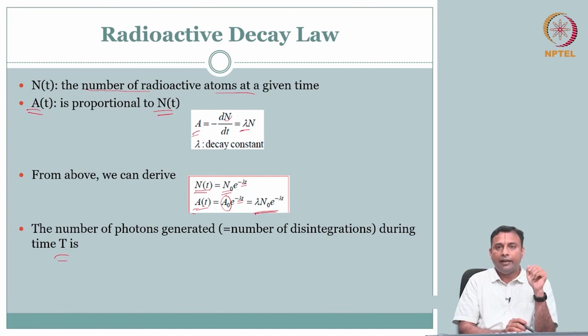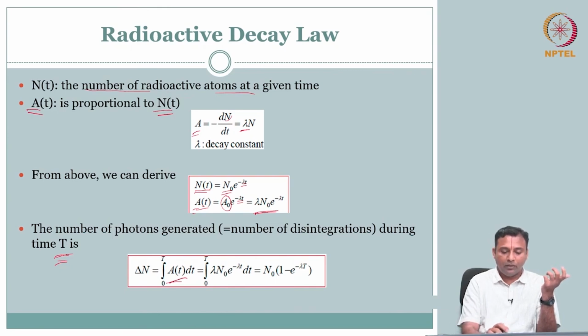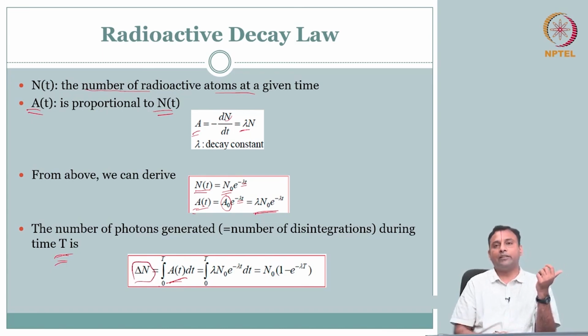Observe for some time; radioactivity is the number of disintegrations per second. So I want the number of disintegrations over time t, so just integrate the activity over the given time, which gives the number of photons that are generated. Clear. So you have some radioactive atoms N0 at t equal to 0, and N0 times 1 minus e to the power minus lambda t. So N0 minus N0 e to the power minus lambda t is your leftover. So the number of photons generated is equal to your number of disintegrations. Clear.